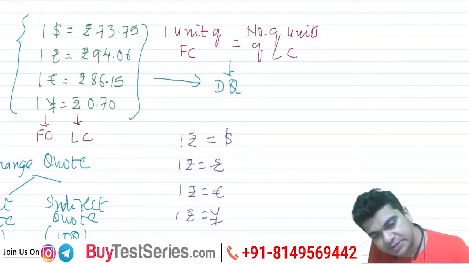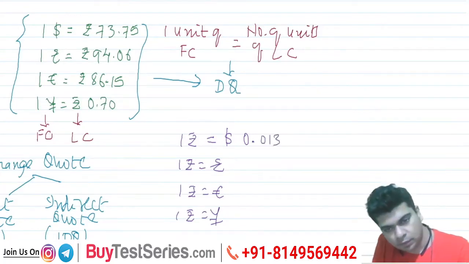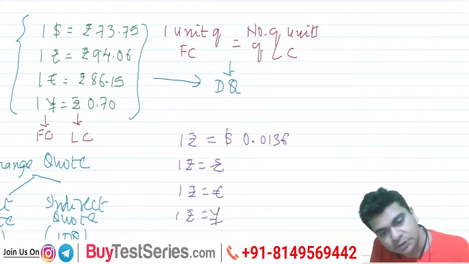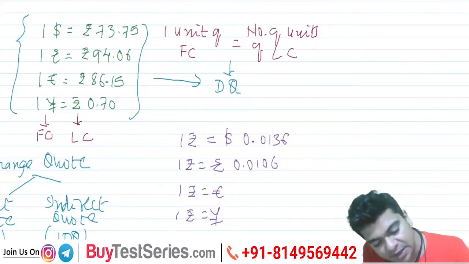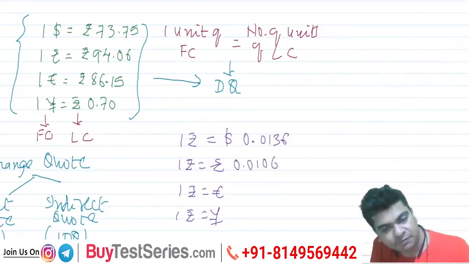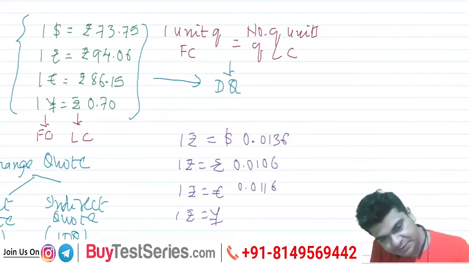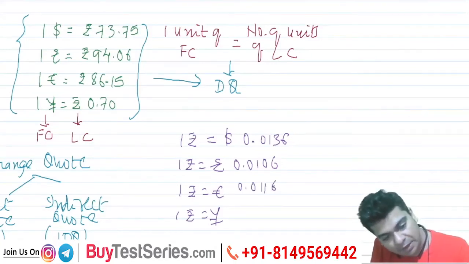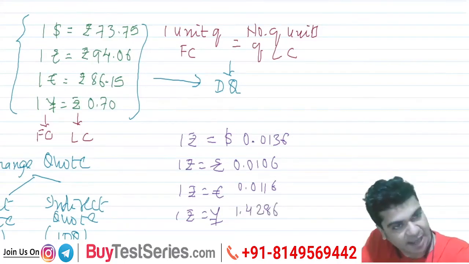I'm getting the dollar as 0.01366. Let's go up to 4 digits after the decimal. 1 divided by 94.06, let's say. So I'm getting 0.0106. Similarly, 1 divided by 86.15, I'm getting 0.0116. Similarly, 1 divided by 0.7, let's say, I'm getting 1.4286. So these are the quotations that I'm getting.